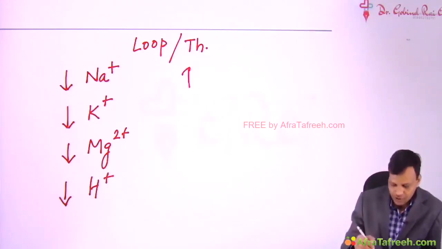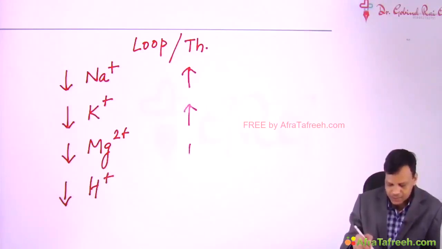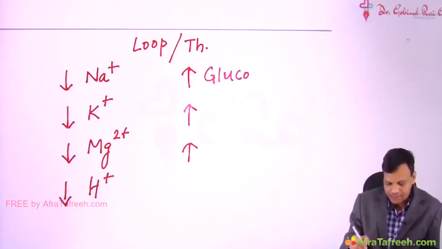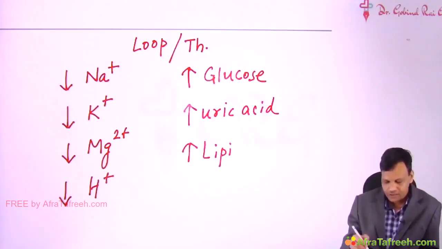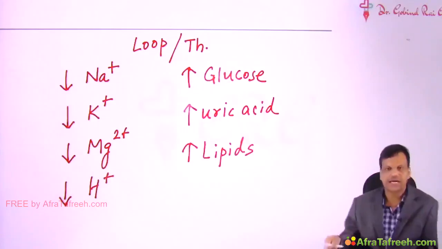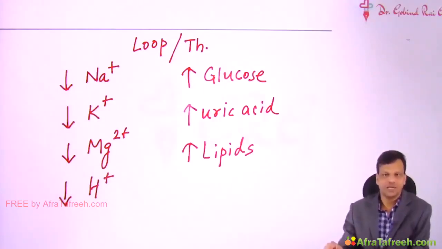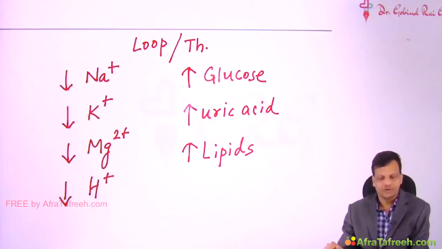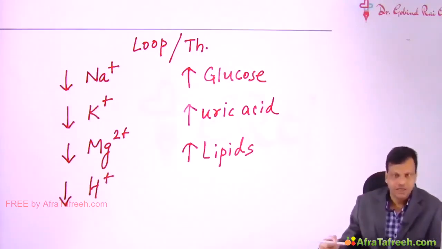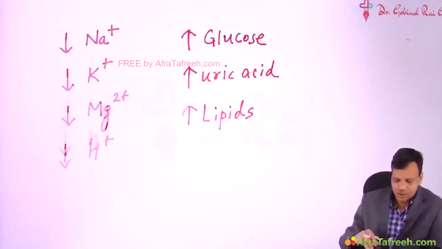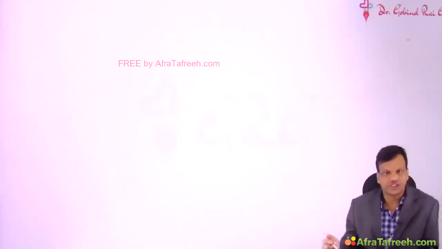And both of them cause increase in metabolic substances. Both of them cause hyperglycemia, hyperuricemia, and hyperlipidemia. So both loop diuretics and thiazides can cause hyperglycemia, hyperuricemia, and hyperlipidemia. So most of the actions are the same. The major difference between the two is the effect on calcium.